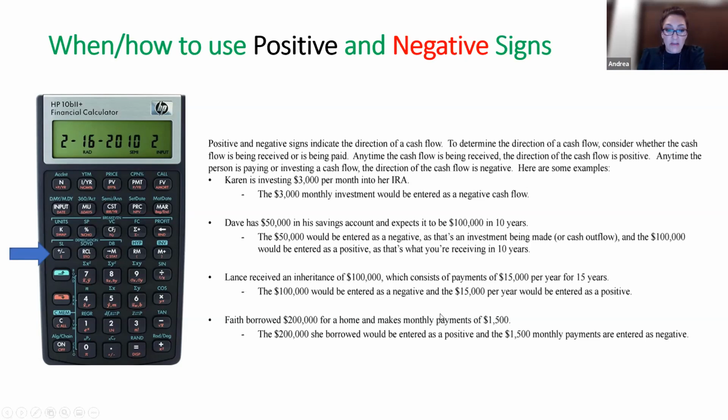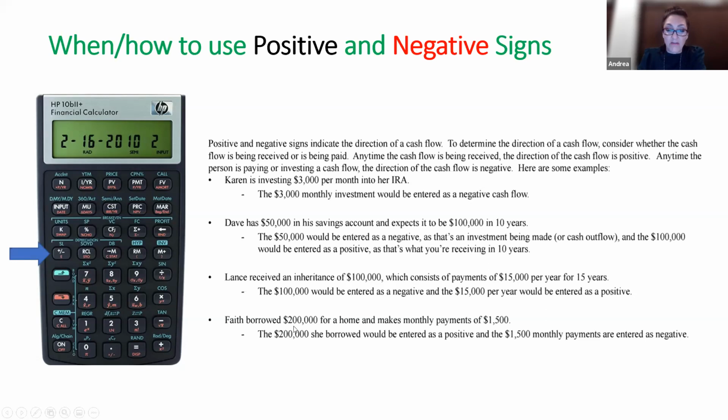In this other example, Lance has received an inheritance of $100,000, which consists of $15,000 per year over 15 years. So those are going to be payments that are coming in. The $100,000 is entered as a negative, because he's getting that today, and that's going to be his present value. And he's getting $15,000 per year, so that is a payment that's coming in on a regular basis. That's going to be a positive.